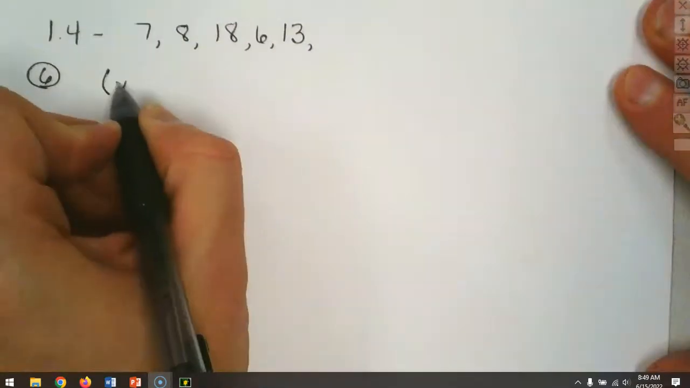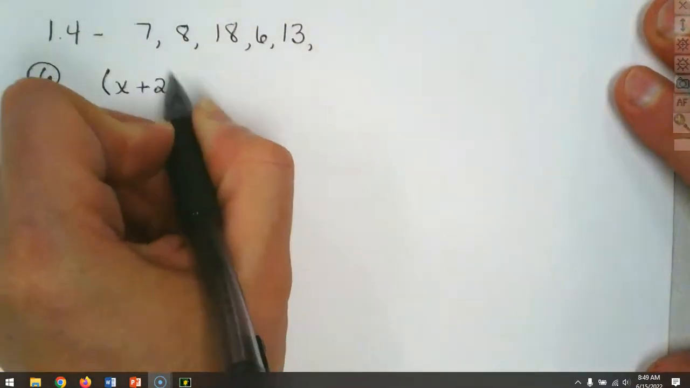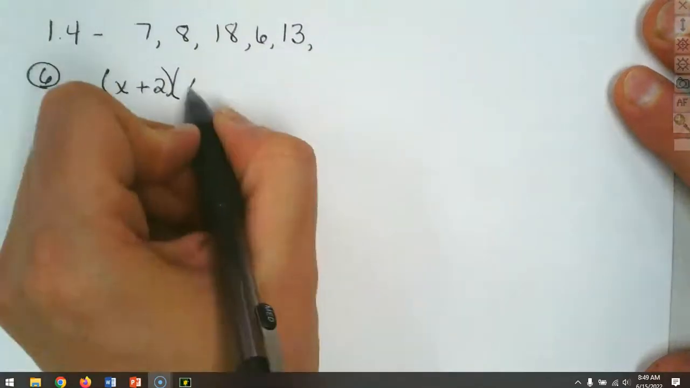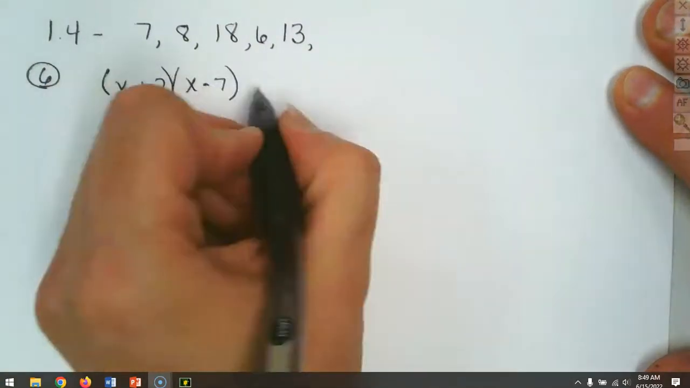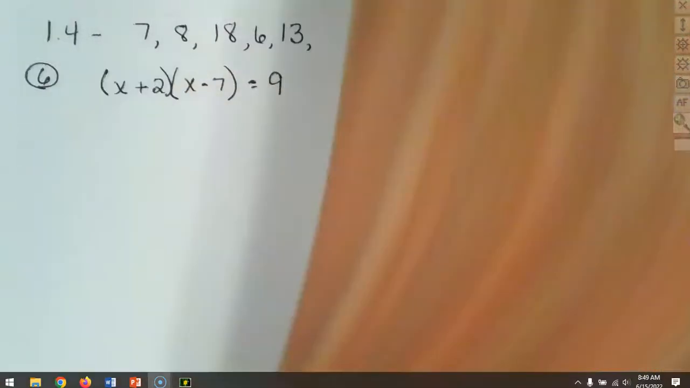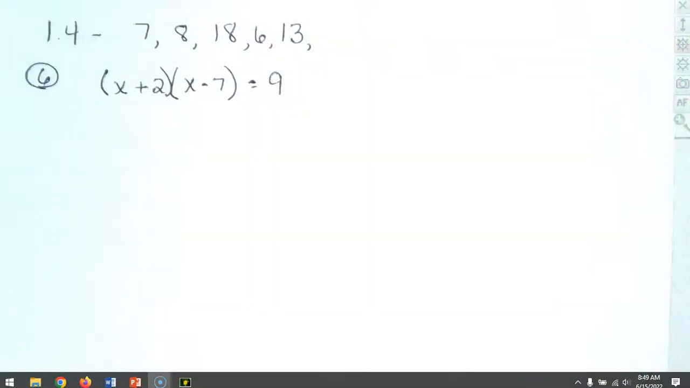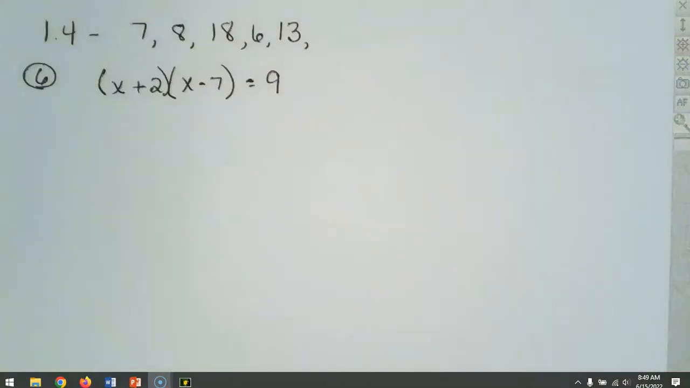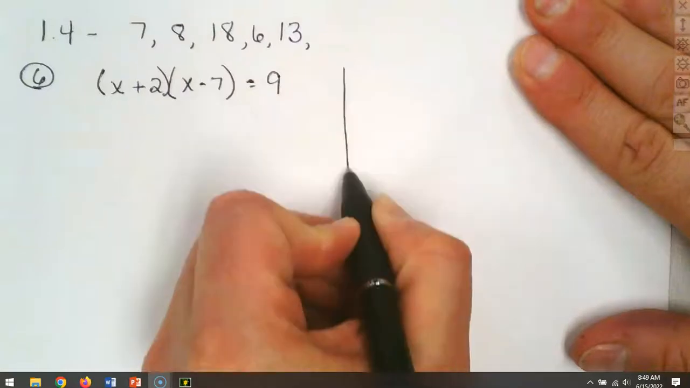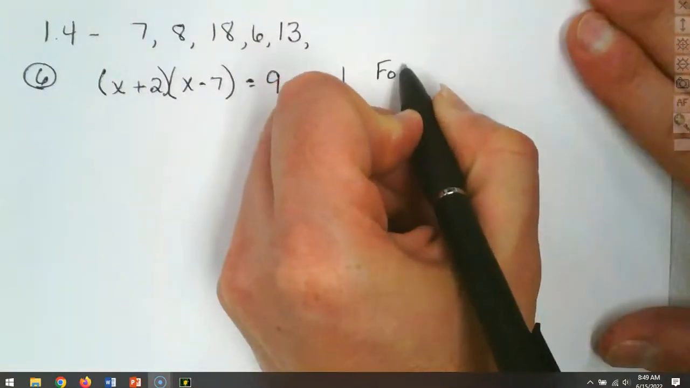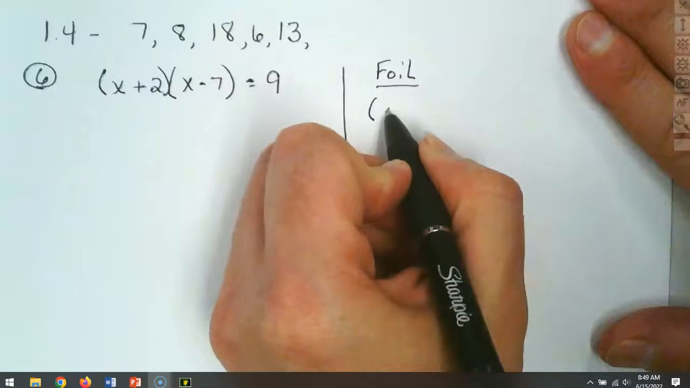So what we've got on question 6 is x plus 2 times x minus 7 equals 9. So this is what we've got to start with here. Now before we can factor, before we can use the quadratic formula, before we can even begin to solve this, we have to get rid of the parentheses. So the parentheses have to be gone. And we do that by simply FOILing. So we're going to go ahead and FOIL this out over here.